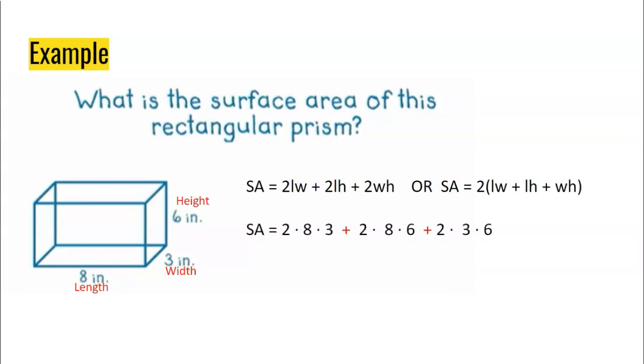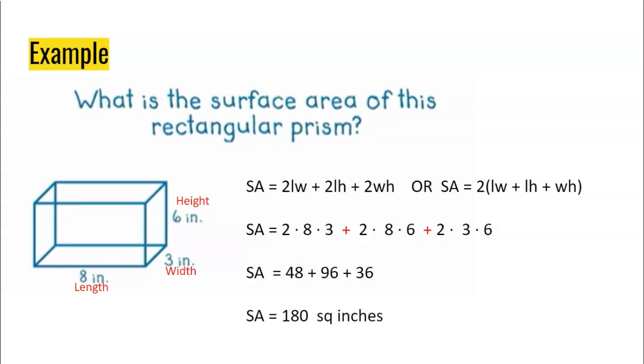So now we have 2 times 8 times 3 plus 2 times 8 times 6 plus 2 times 3 times 6. When I multiply those out, I get 48, 96, and 36. Then I just have to add them all together, and I get 180 square inches.